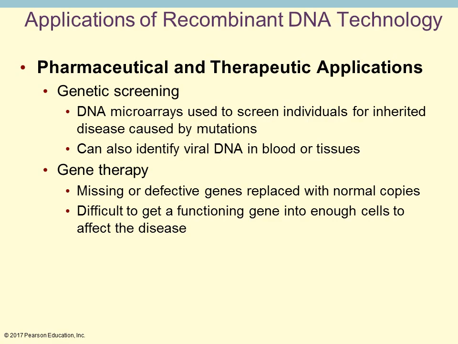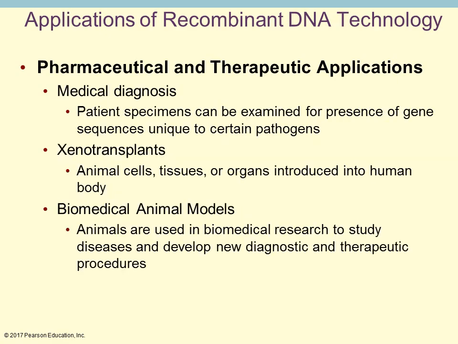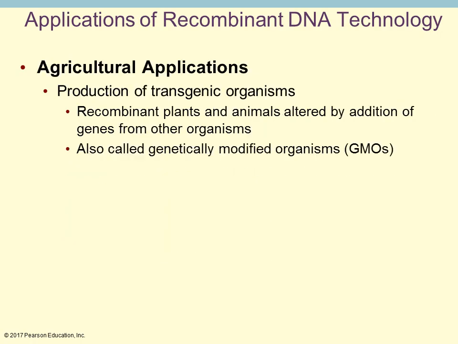For genetic screening, we've been able to use this. It helps to identify different DNA from, say, viruses and tissue samples, to be able to see if individuals maybe have a mutation that puts them at higher risk for developing another disorder or disease. And then the idea also is to ultimately get to gene therapy, where you can replace a missing or defective gene with a normal copy. You can use this for medical diagnosis, for helping with transplants. Animals are often used initially as study, and then we see if we can progress this to humans.